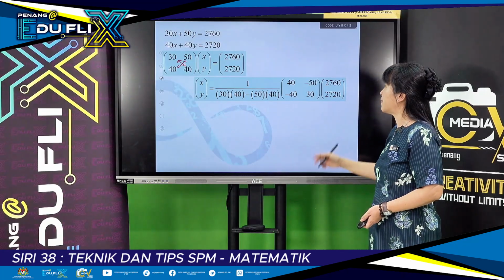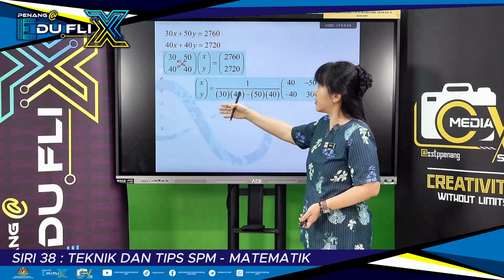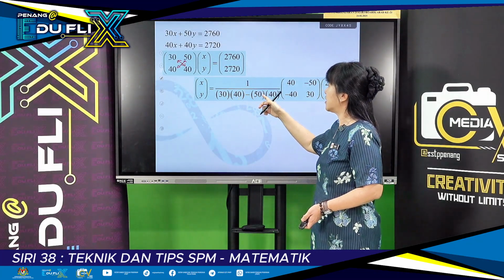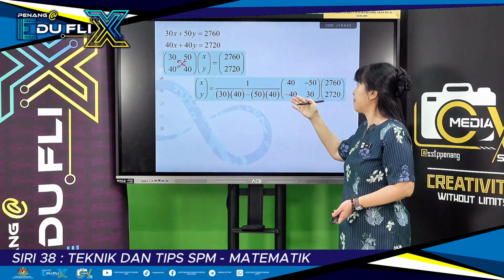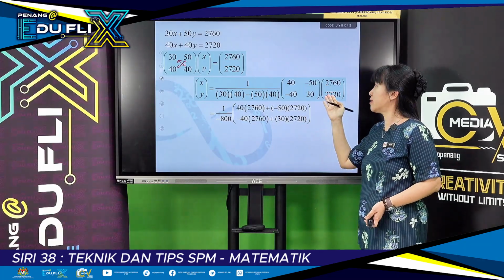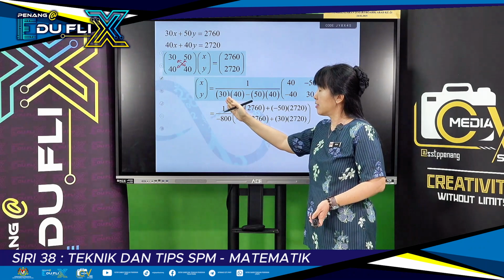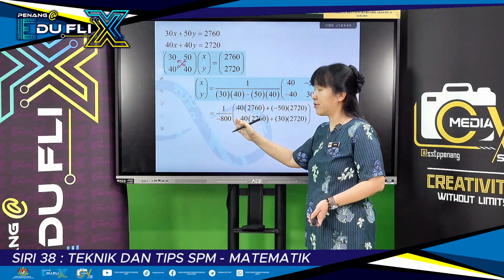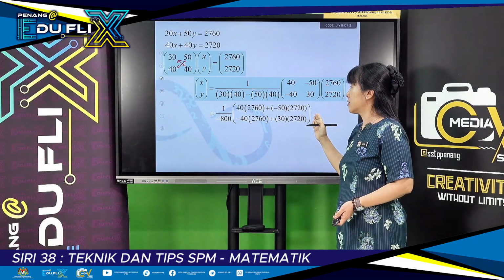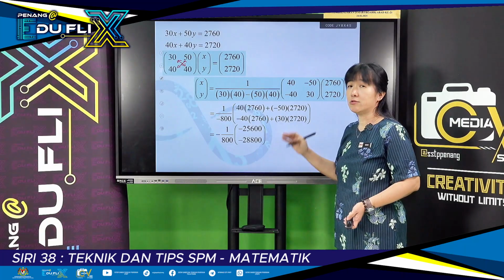Next, we have to multiply these two matrices. Use your calculator to calculate the value for 30 times 40 minus 50 times 40. And then multiply them. This is what you will get by multiplying two matrices. Again, remember, negative 1 over 800 remains outside the bracket before you count the value in the bracket. This is what you get.